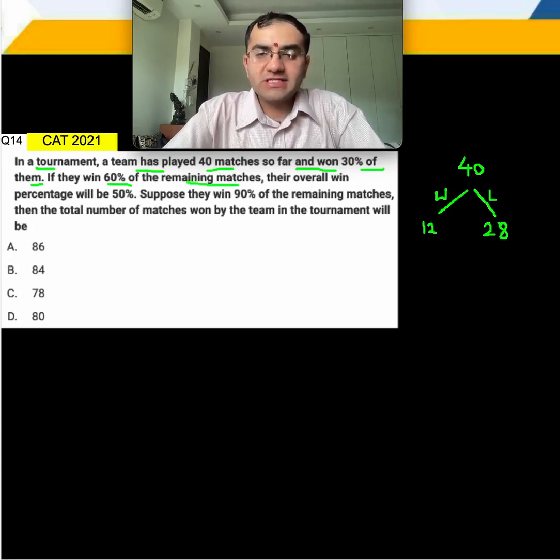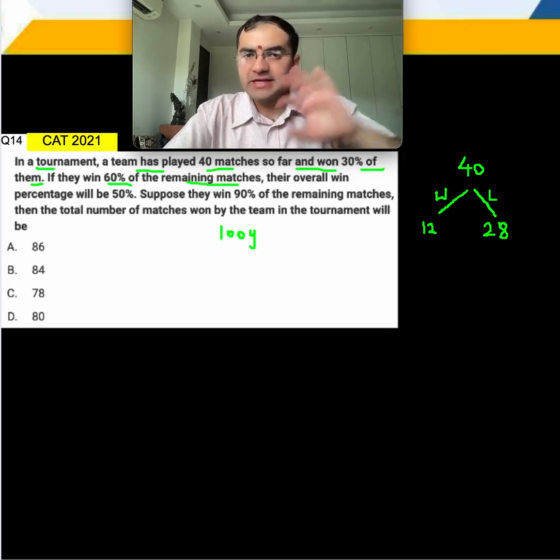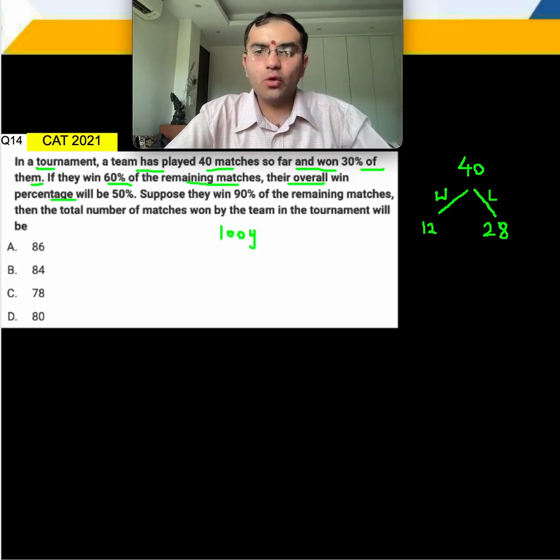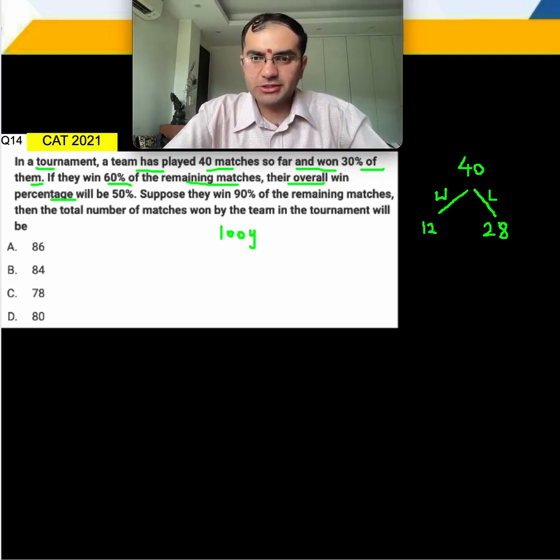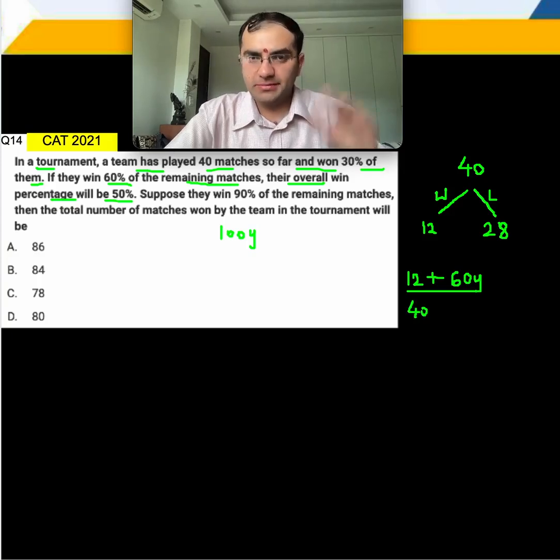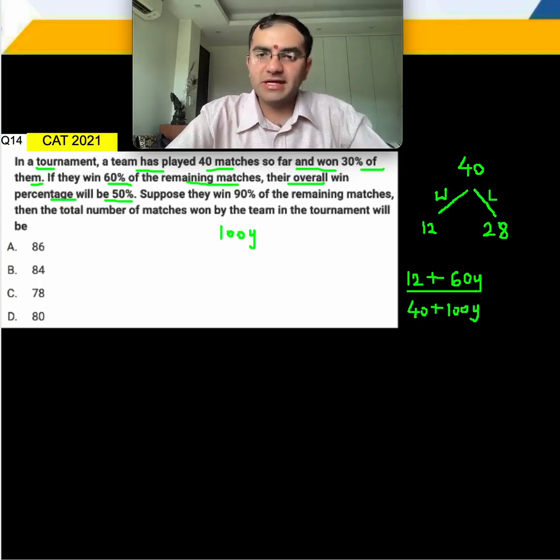ठीक है. If they win 60% of the remaining matches, let me take remaining matches as 100y. 60% अगर जीत गए, then their overall win percentage will be 50% or half. They would have won half their matches. So let's make my equation. They have won 12 matches plus 60% of 100Y, that's 60Y, divided by total matches 40 so far plus remaining 100Y matches, and now they have won half their matches is equal to half. Cross multiply 24 plus 120Y is equal to 40 plus 100Y.